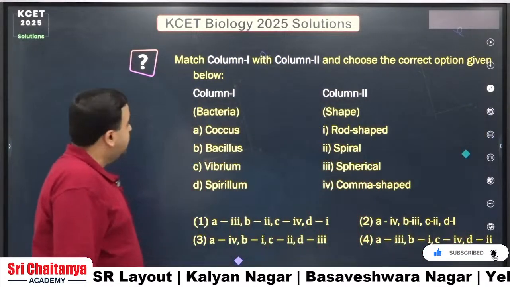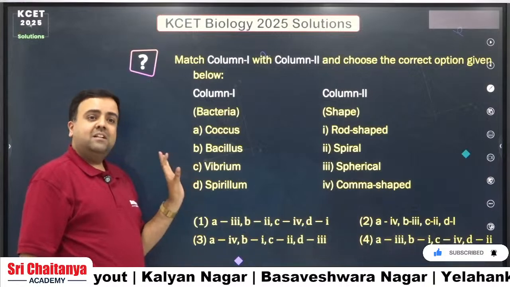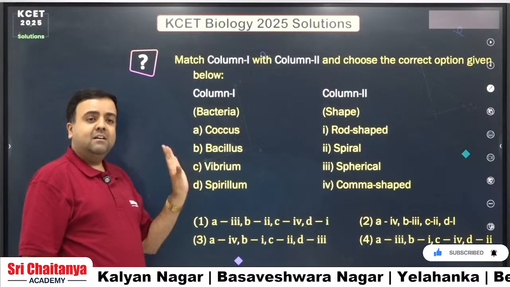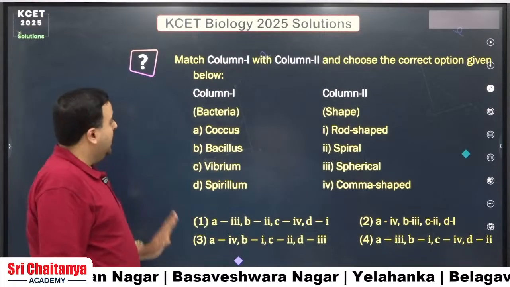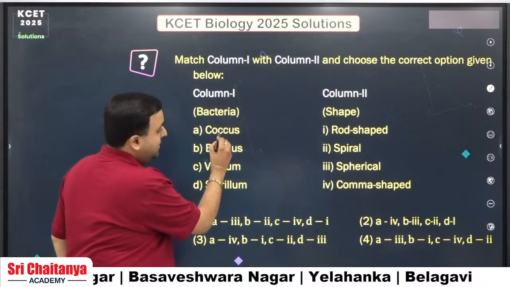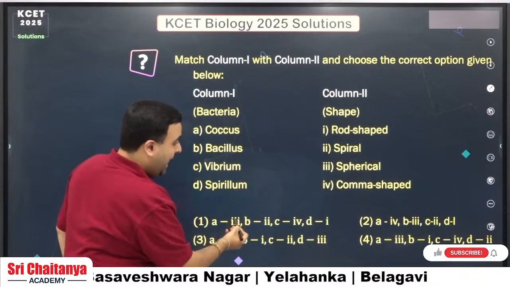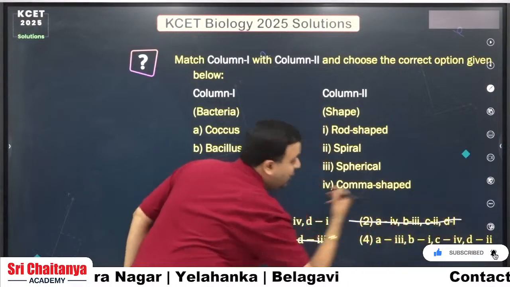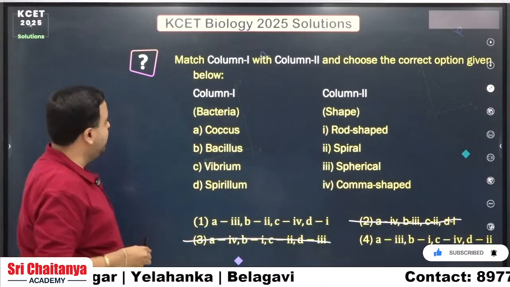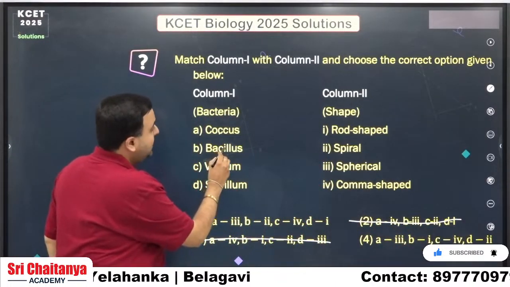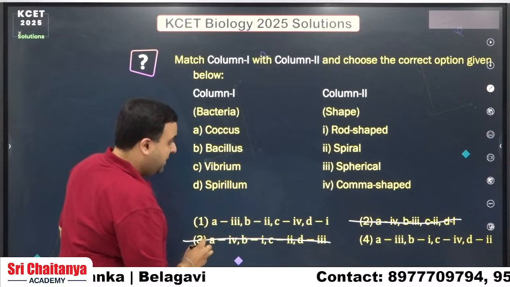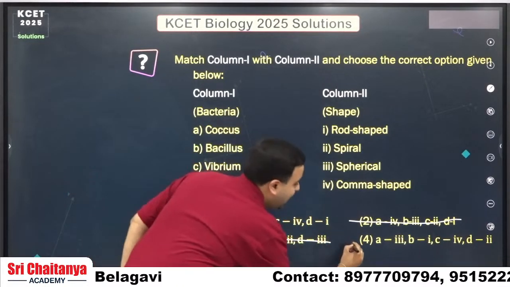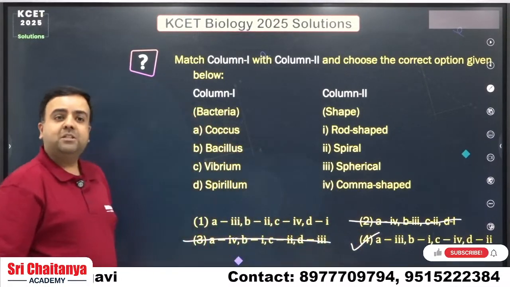Next one. This is coming from the chapter Biological Classification, Kingdom Monera, Classification of Bacteria. So here coccus would mean spherical, so A going to 3. Directly I can remove options 2 and 3. This is what we call elimination trick. Then bacillus is going to be rod shaped, B going to 1. So directly I have the answer, that is option number 4.